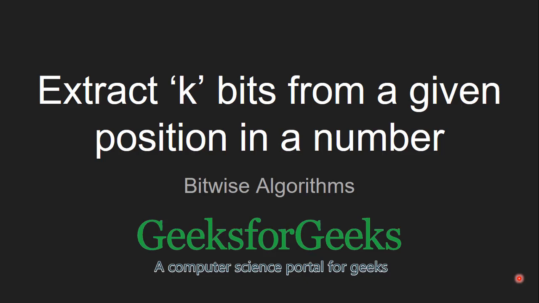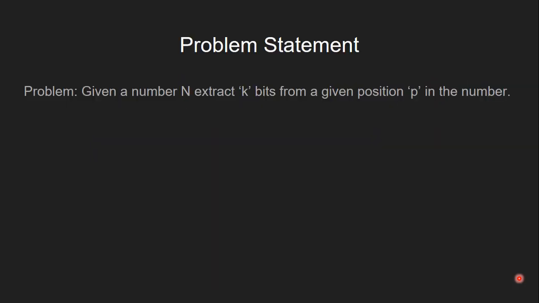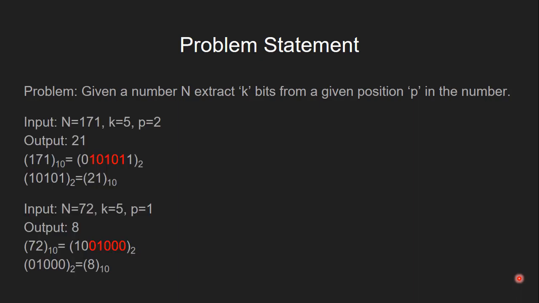Today we are going to see another problem, extract k bits from a given position in a number. The problem statement is, given a number n, extract k bits from a given position p in the number. For example, if input n is equal to 171, k is equal to 5 and p is equal to 2, that means we have to extract 5 bits starting from position 2 from the given number 171. So the output is 21, the decimal value of the k bits.